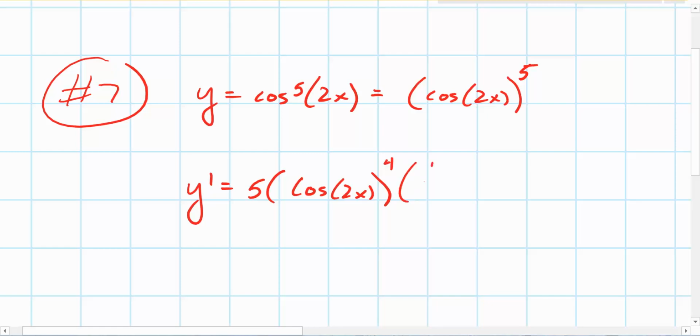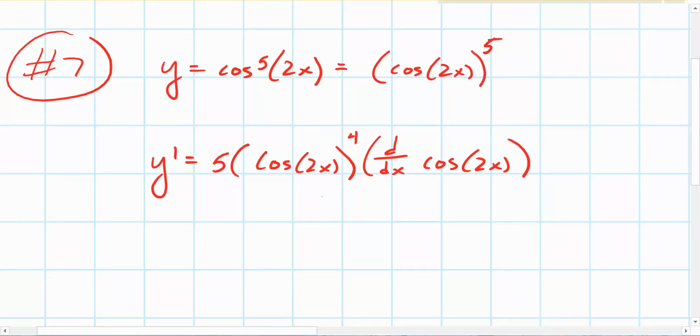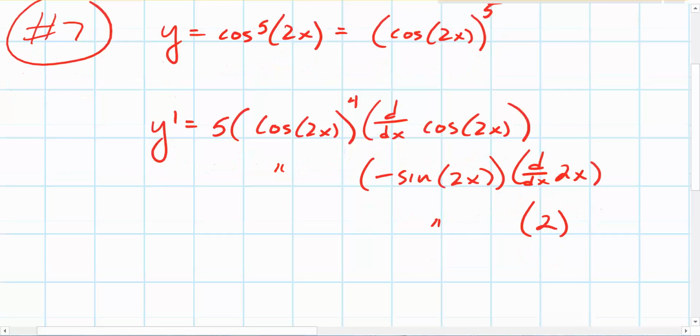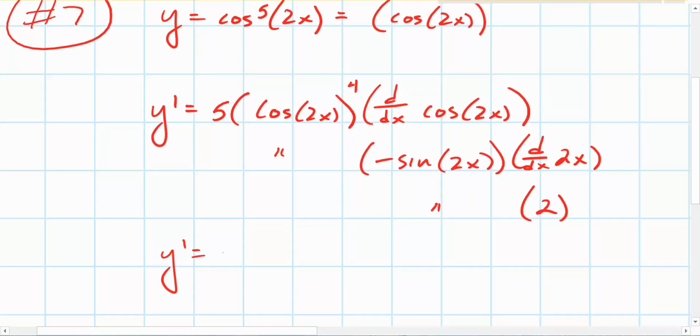then you have to multiply by the derivative of what? Cosine of 2x. So you need to do the derivative of cosine of 2x. What's that going to be? The negative sine of 2x times the derivative of what? 2x. What's the derivative of 2x? 2. So the final answer to this is 5 cosine 2x all to the fourth times what? Negative sine of 2x times 2.